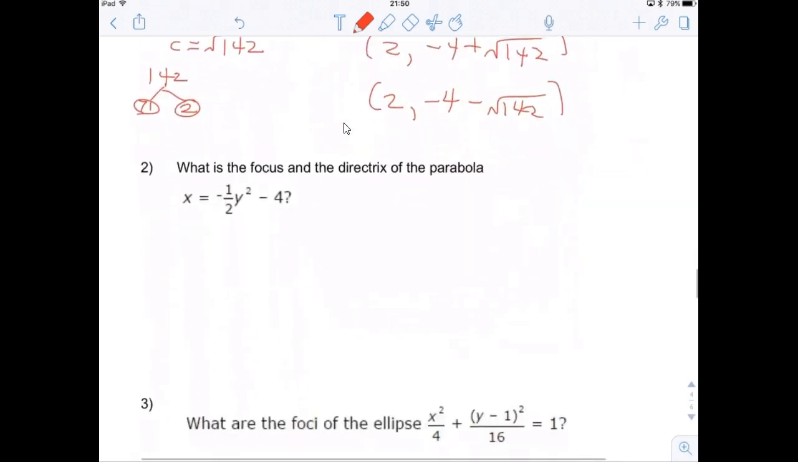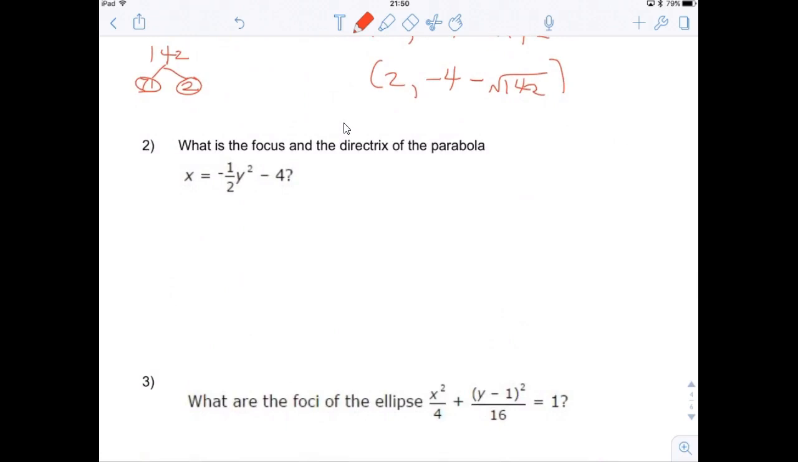Okay? All right. What is the focus and the directrix of this parabola? Do you notice that this parabola is oriented sideways instead of up and down? Sideways in which direction? Well, since there's a negative here, not only is it sideways, but it's opening to the left. Normally it would cross at the origin, but since there's a minus 4 here, it's shifting the x value to the left by 4. So the vertex is going to be negative 4, 0. We can verify that by putting x equals negative 4 and y equals 0, making sure that works, and it does.